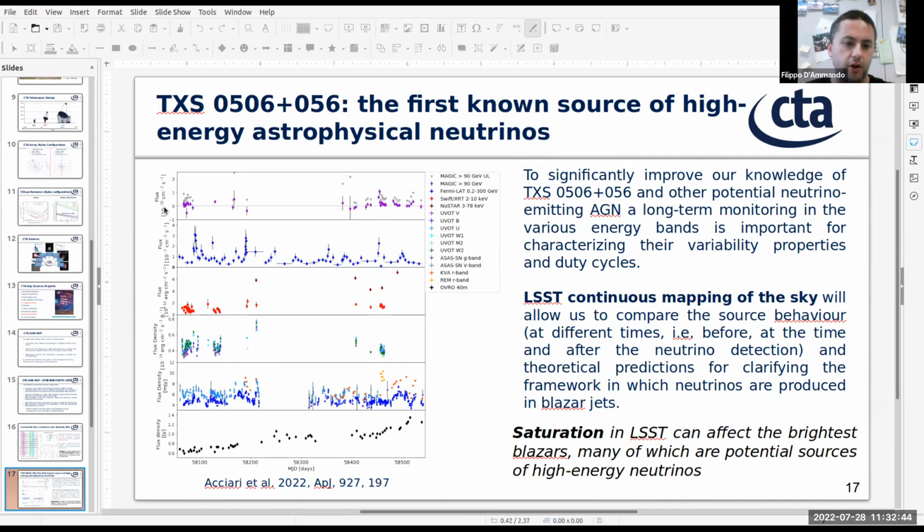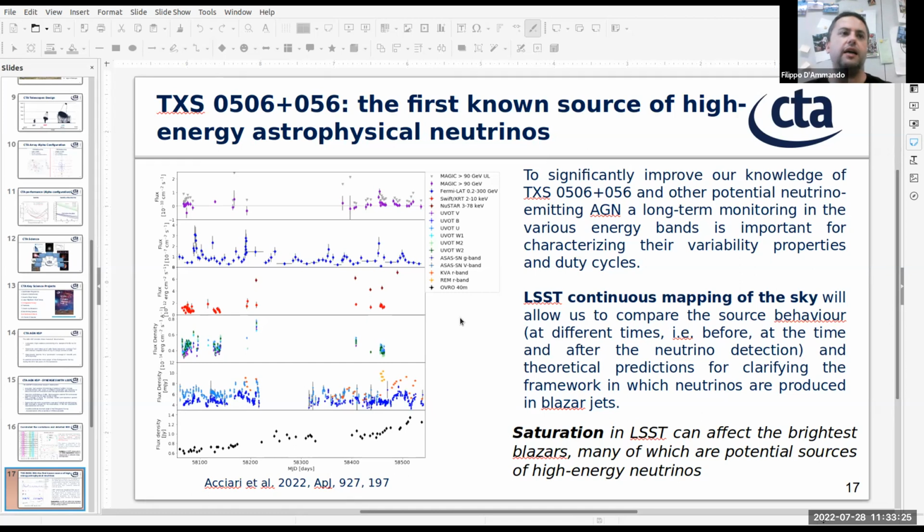And here you can see another collection of light curves from the very high energy with MAGIC up to radio, with optical light curves here. Because it's important not only to see what happens at the time of the neutrino, but have a long-term light curve at different times. So before, during, and after the neutrino detection can be important to be compared with the prediction of the theoretical framework in which neutrinos are produced in the blazar jet.